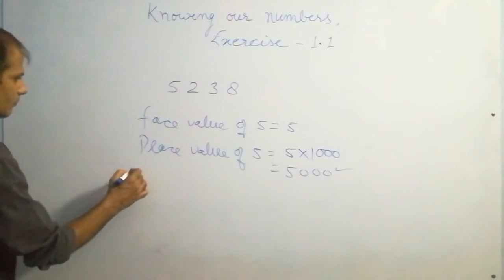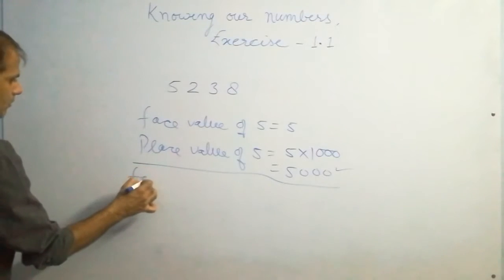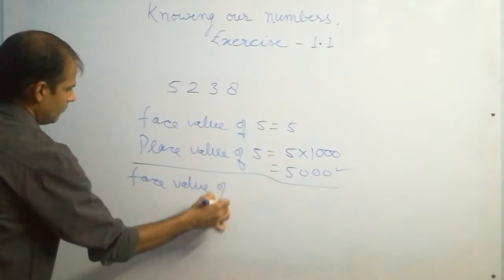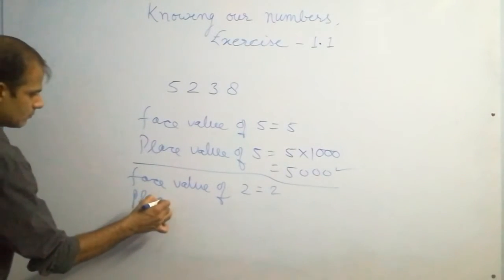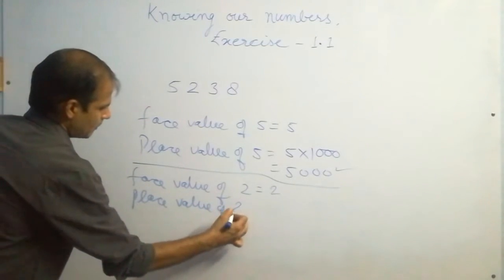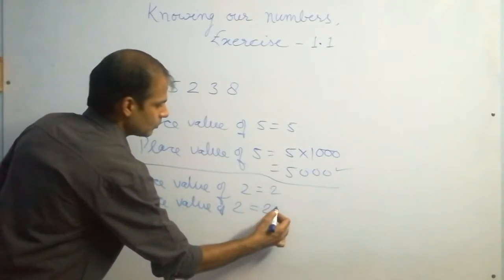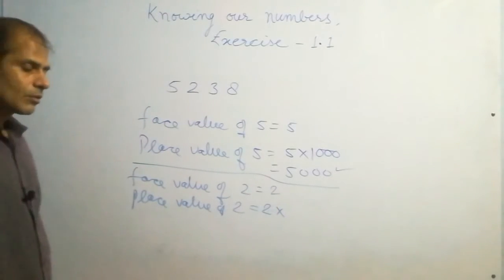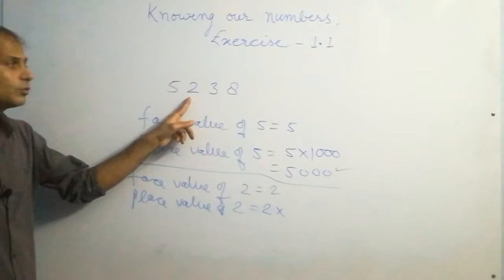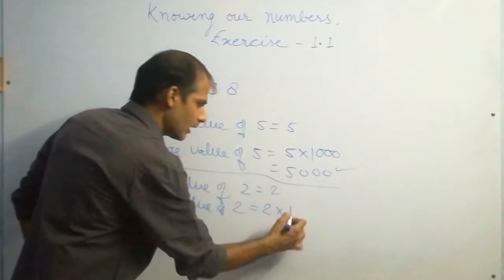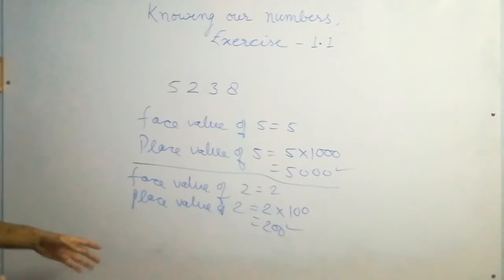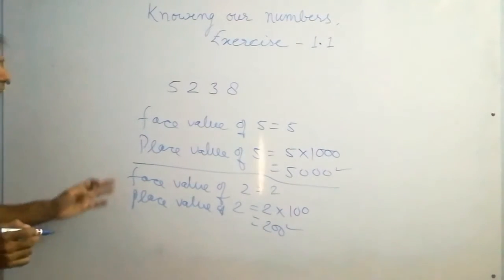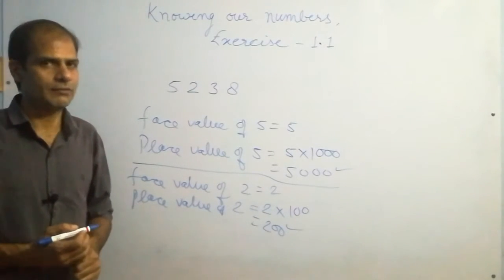Again I tell you, the face value of 2 is 2, but the place value of 2 is, just write 2 and multiply the digit by its place. What is the place of 2? Ones, tens, hundreds, so the place is 100 and you will get the answer. So you will use this way to find the answers of such type of questions. Okay, this is the concept of place value and face value.